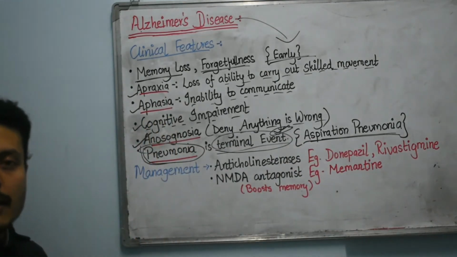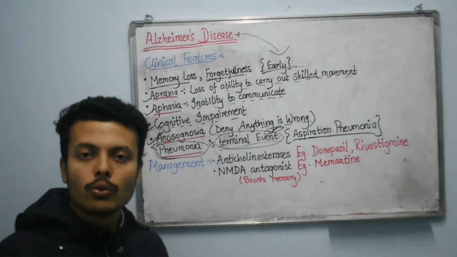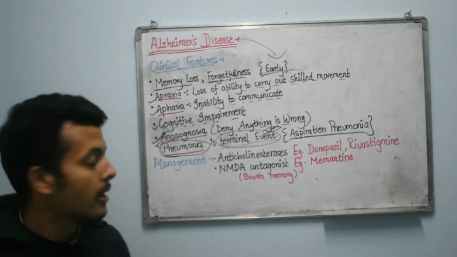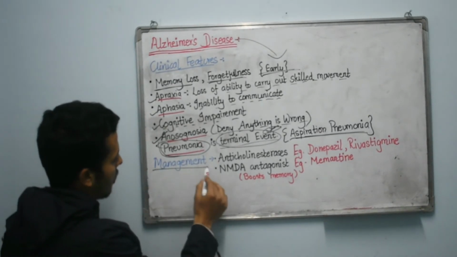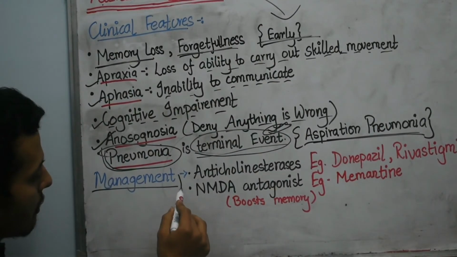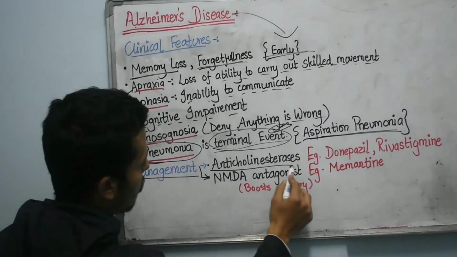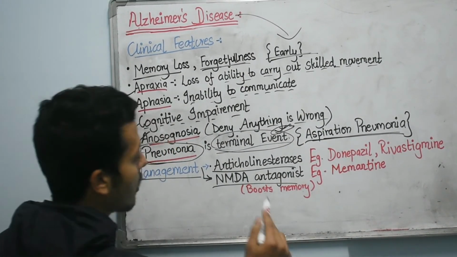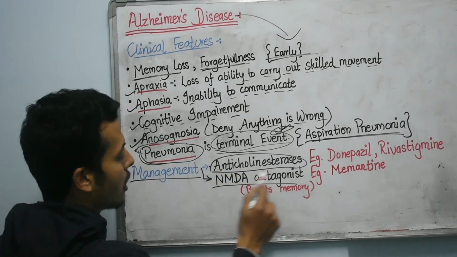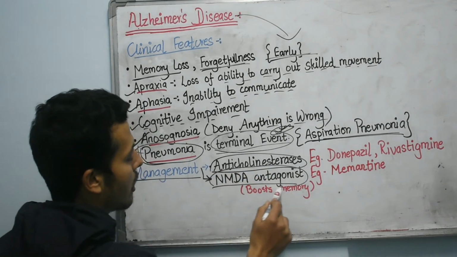Now, finally, we move on to the management of Alzheimer's disease. And Alzheimer's disease can actually be managed through two lines of treatment. The first line being the anticholinesterase and the other being the NMDA antagonist.